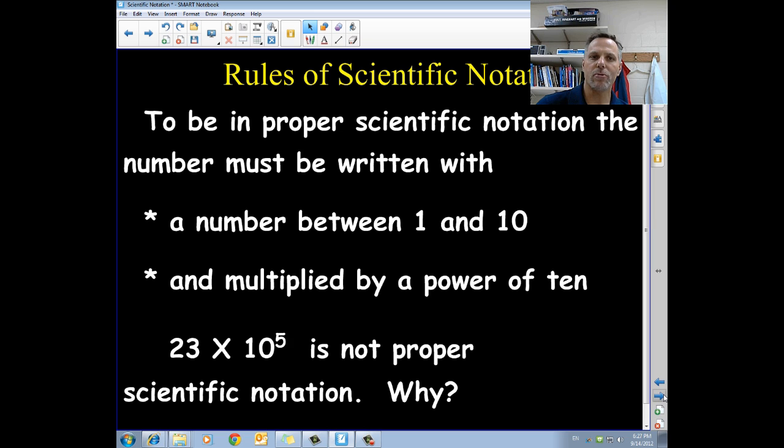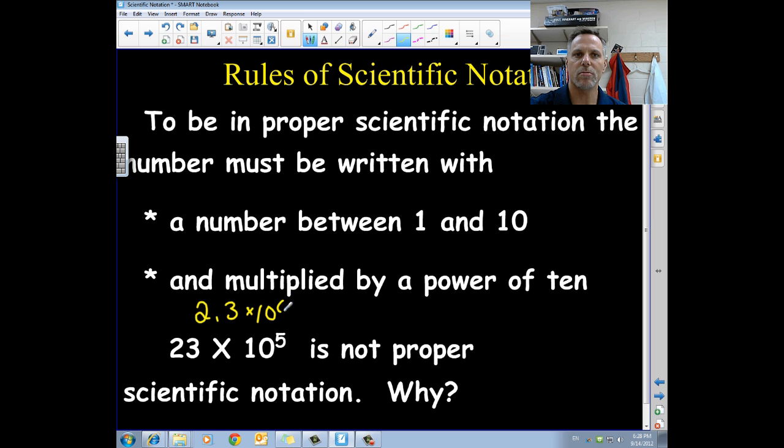So at the very bottom of the screen it says 23 times 10 to the 5th is not proper scientific notation. Why is that? Well, because the 23 is not a number between 1 and 10. To write this correctly, we would need to take this and write it as 2.3 times 10 to the 6th power. And that would be in scientific notation.